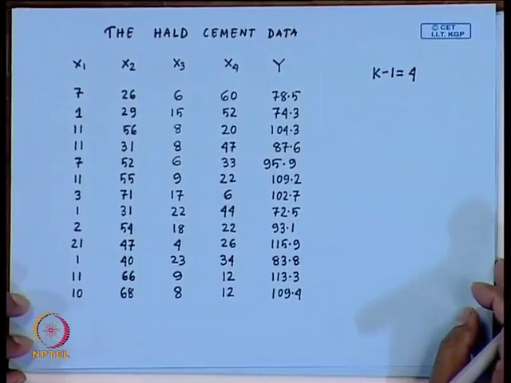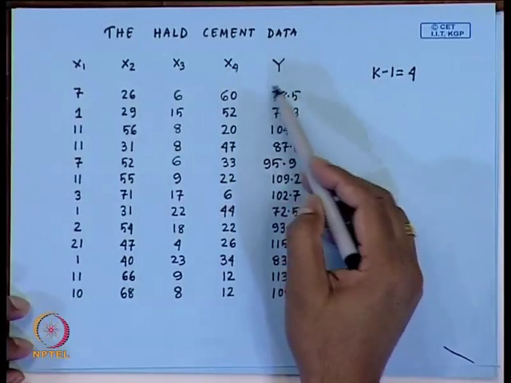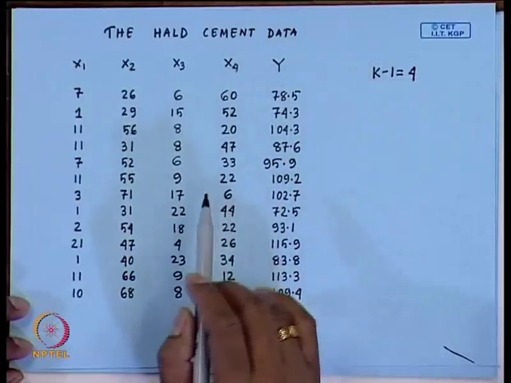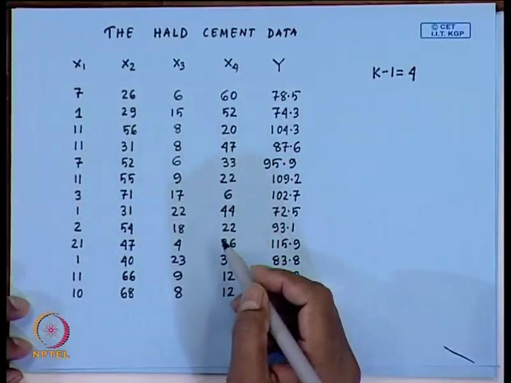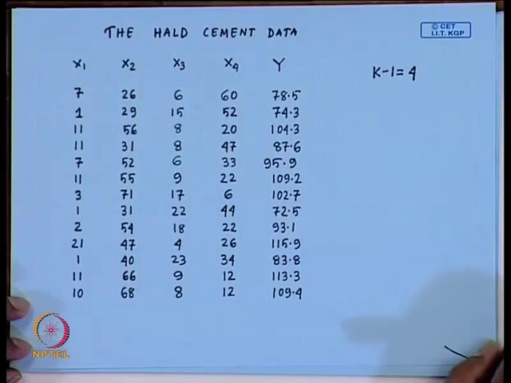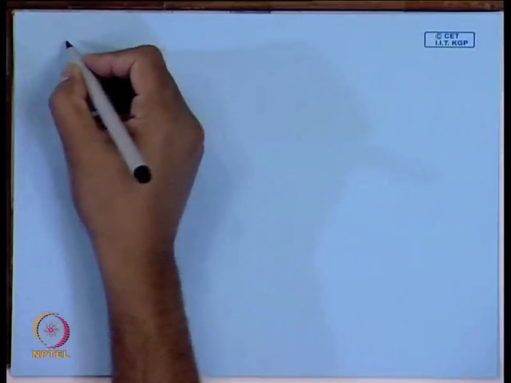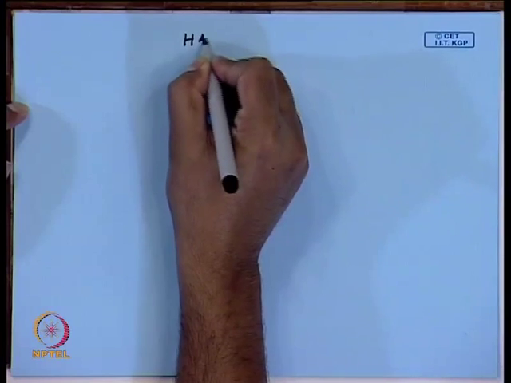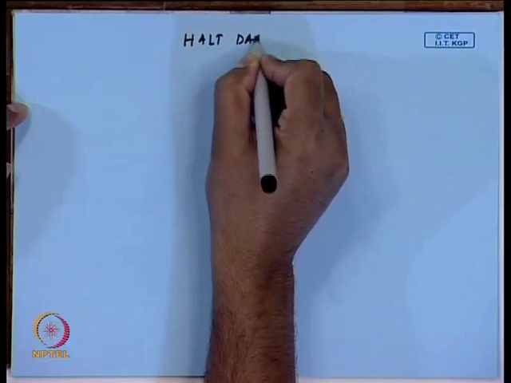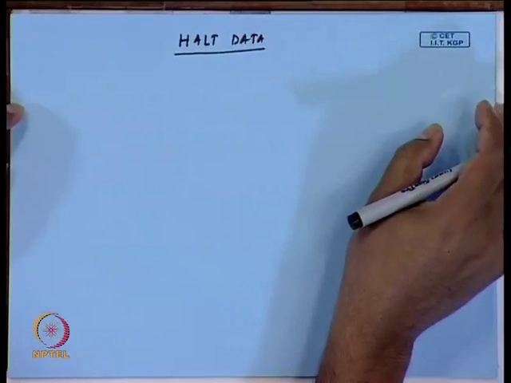Well, let me explain or illustrate this backward elimination using one example. So I'll be considering the same data, that is the Hald cement data. So we have four regressors and one response variable, and we'll see which one is the best subset model according to the backward elimination technique. Well, so what we do is that we are considering the Hald cement data, okay. So we start with the full model.